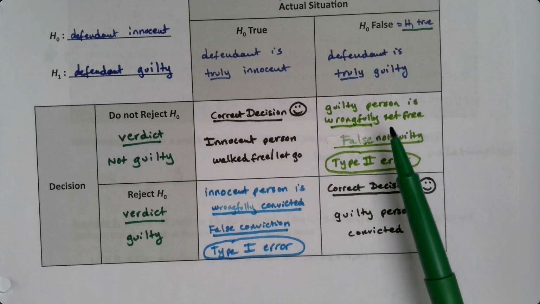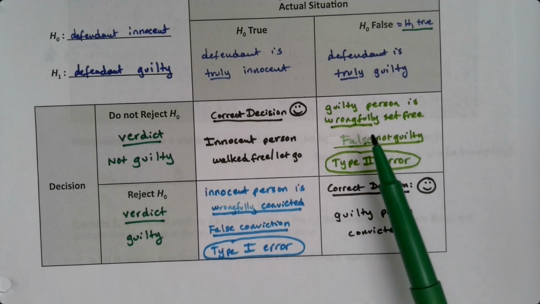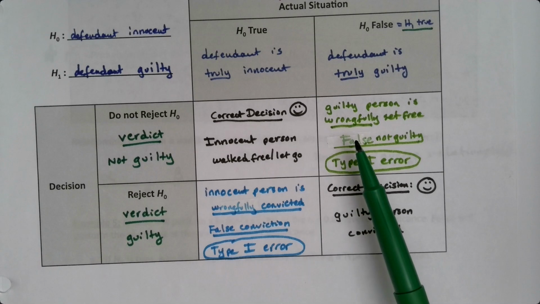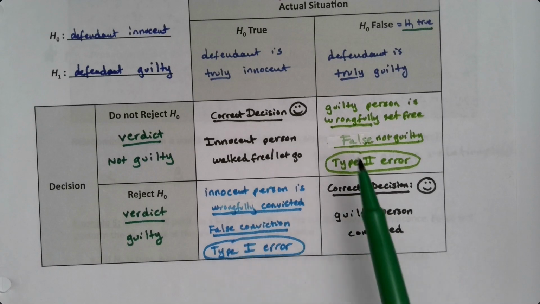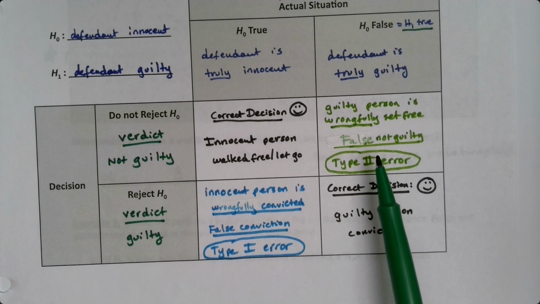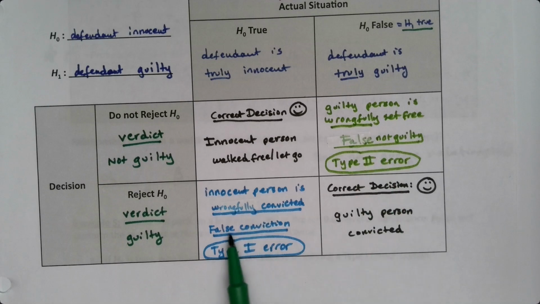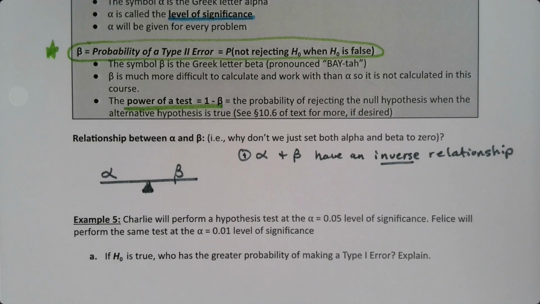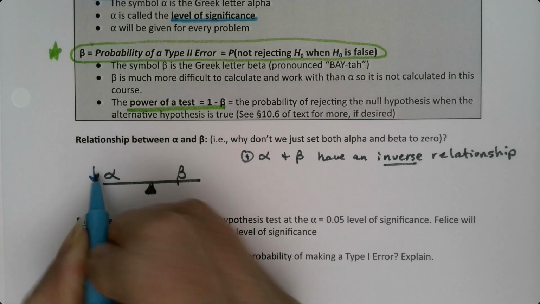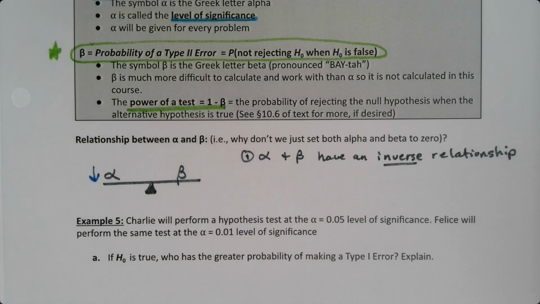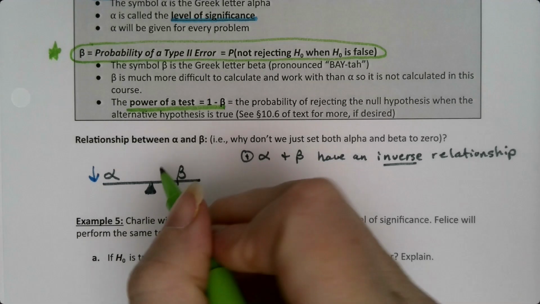Or vice versa. If you decide, no, no, no, no criminals ever on the street, put everybody away, then that means that you're going to put away innocent people too, and then this one will go up. So if you want to lower the chance of letting a guilty person go free, if you make this go down, this would be beta, then this would go up. That'd be alpha. So that's the teeter-totter relationship. That's an inverse relationship. If alpha goes down, if you try to lower that alpha, then your beta will go up.